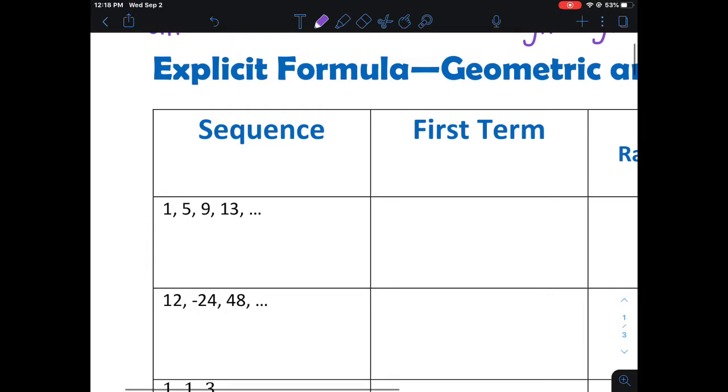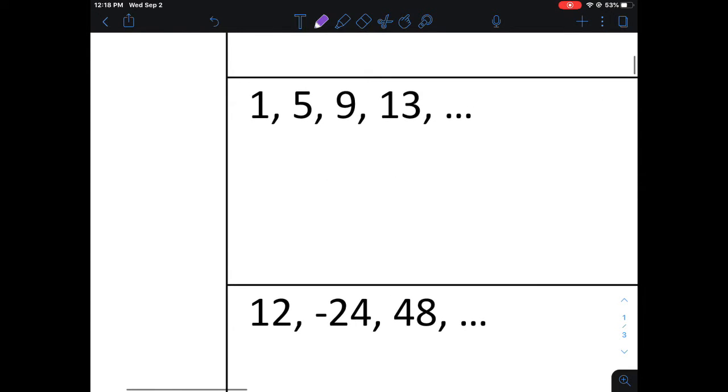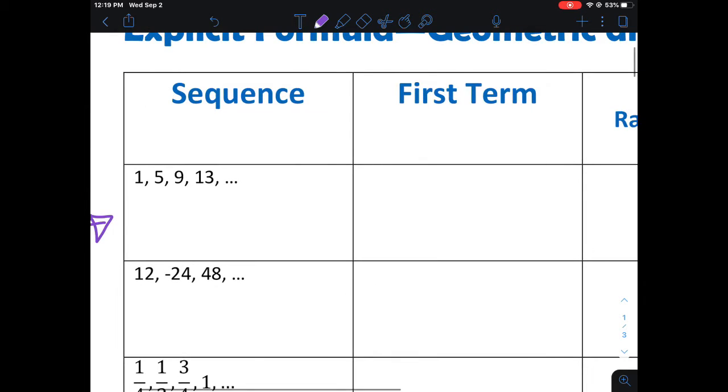All right, I'm going to go through just a couple of these first problems and a couple of the second problems, and then the rest will be up to you. So let's start with this first one: 1, 5, 9, 13. First, let's ask ourselves, what's the first term? Well, the first term is 1. Excellent start. Very proud of you all.